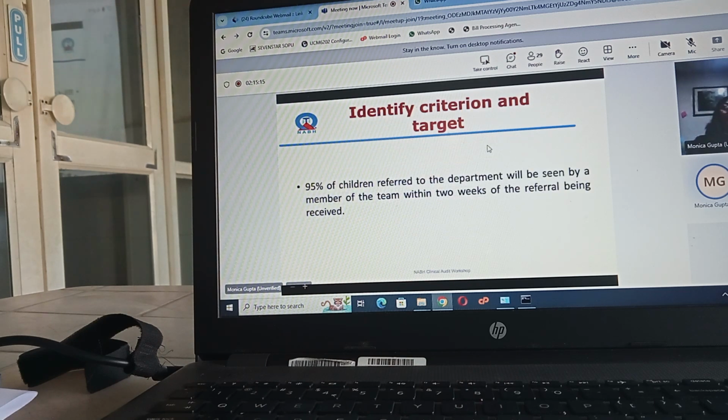So 95% of, for example, 95% of children referred to the department will be seen by a member of the team within 2 weeks of the referral being received. So what is the criterion here? What is the target? What is the yardstick? Anyone wants to attempt? Seeing the children who are referred is the criteria. Target is 95%. Yes, and yardstick? 2 weeks. Yes, 2 weeks of the referral. Yes.